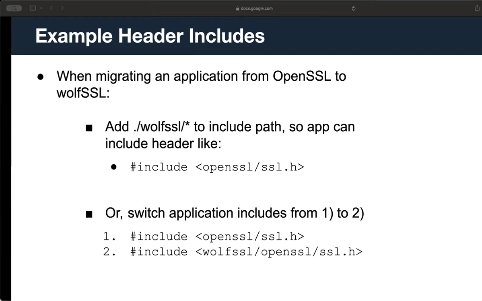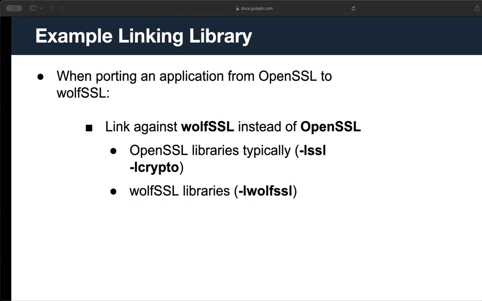It's a lot cleaner to not have to change the include paths when porting over from OpenSSL to wolfSSL. So we just make adjustments to the include paths where the headers are being found when it's being compiled. The next thing that has to be accounted for is just linking over from OpenSSL to wolfSSL. OpenSSL's libraries have the -lssl and -lcrypto for the two libraries that it includes. To be able to then compile an application to wolfSSL, you'd switch that over to be -lwolfssl.